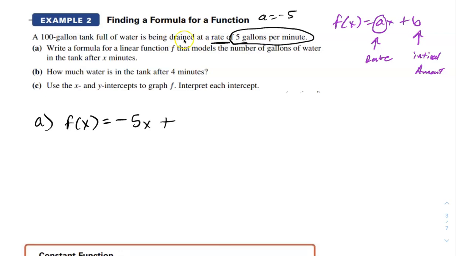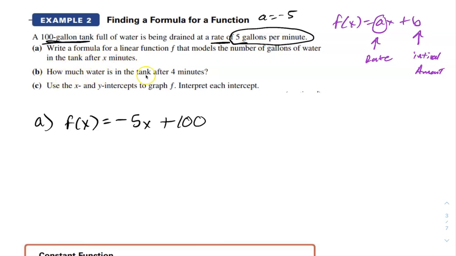Plus B, it's my initial amount. Right here, we have a 100-gallon tank full of water. So my initial amount is 100 gallons. So there's my formula. f of x equals negative 5x plus 100, where f of x is the number of gallons of water in the tank after x minutes.